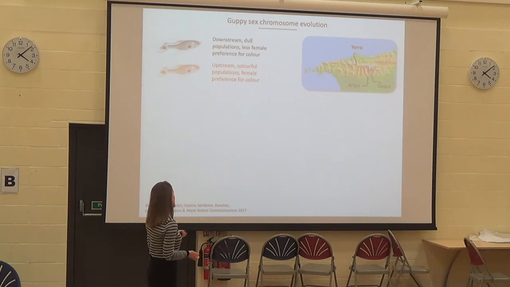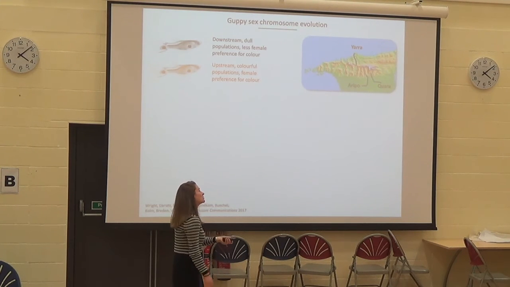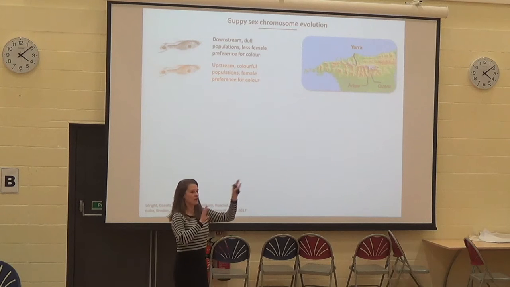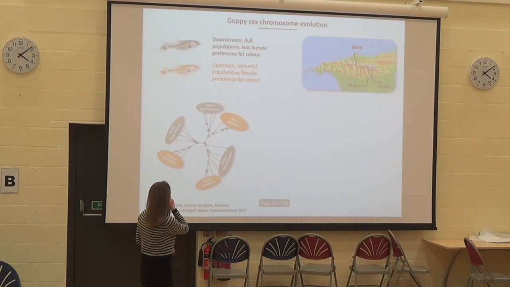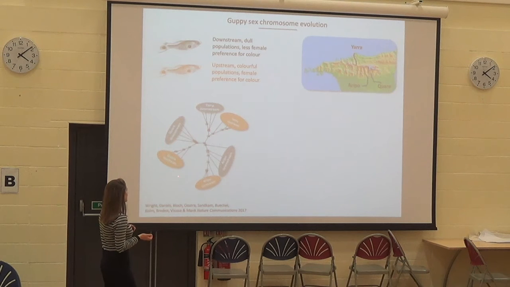So essentially, we had some collaborators. Unfortunately, I was not able to go, even though it would have been amazing, who went to northern Trinidad and sampled males from each of these 3 watersheds, from upstream populations and downstream populations. And the first thing that we did was build a family tree for these 6 different populations of guppies. So essentially this shows relatedness across those different individuals.